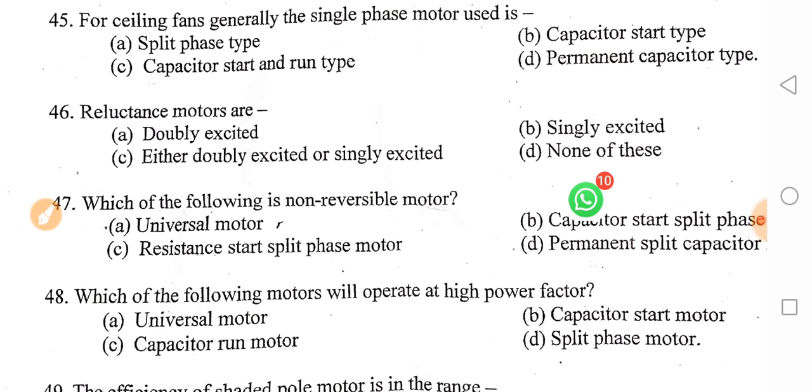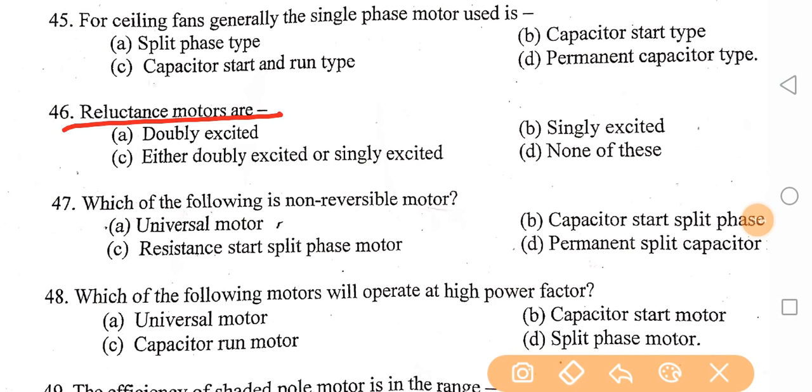Next question: reluctance motors are. The options are doubly excited, either doubly or singly excited, or singly excited. As we know, reluctance motors are neither singly nor doubly excited. So the correct answer is none of these.